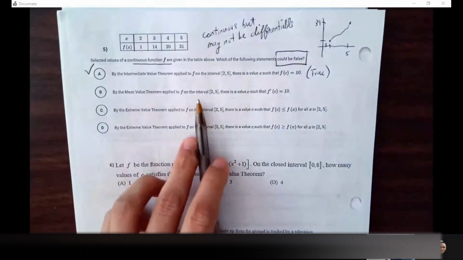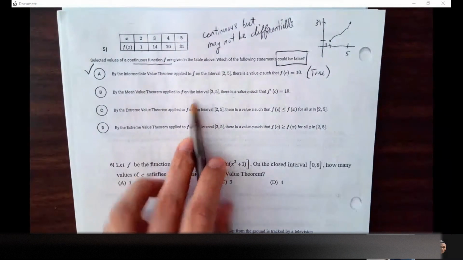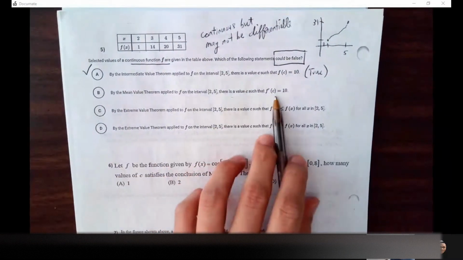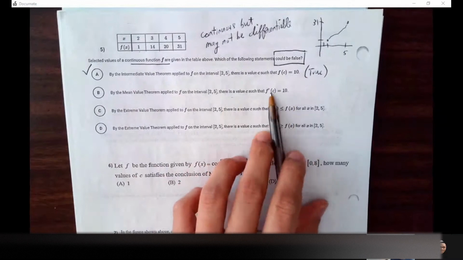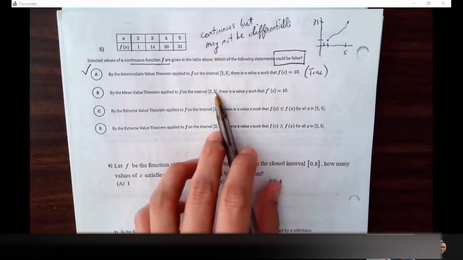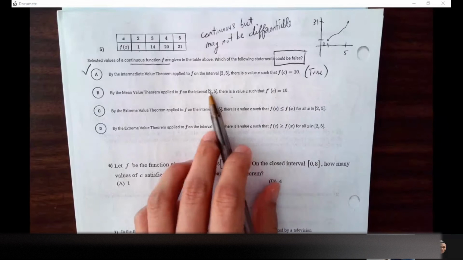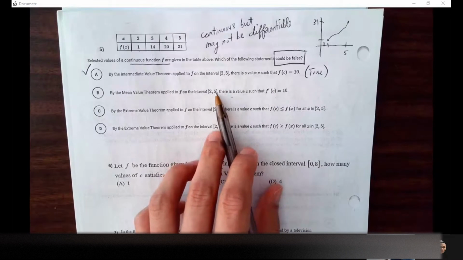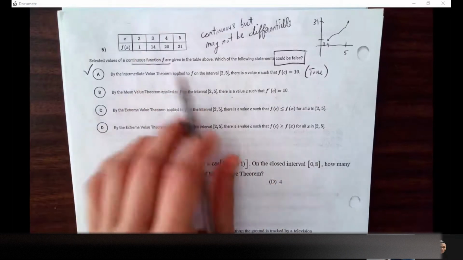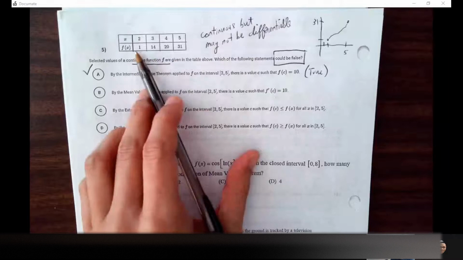By mean value theorem, we can guarantee that there's a value such that f prime of c is equal to 10. So can we guarantee a slope of 10? Well, let's figure out what the slope is between the endpoints, or between these 2 points. Right, so change in y over change in x. So I say 31 minus 1 over 5 minus 2.